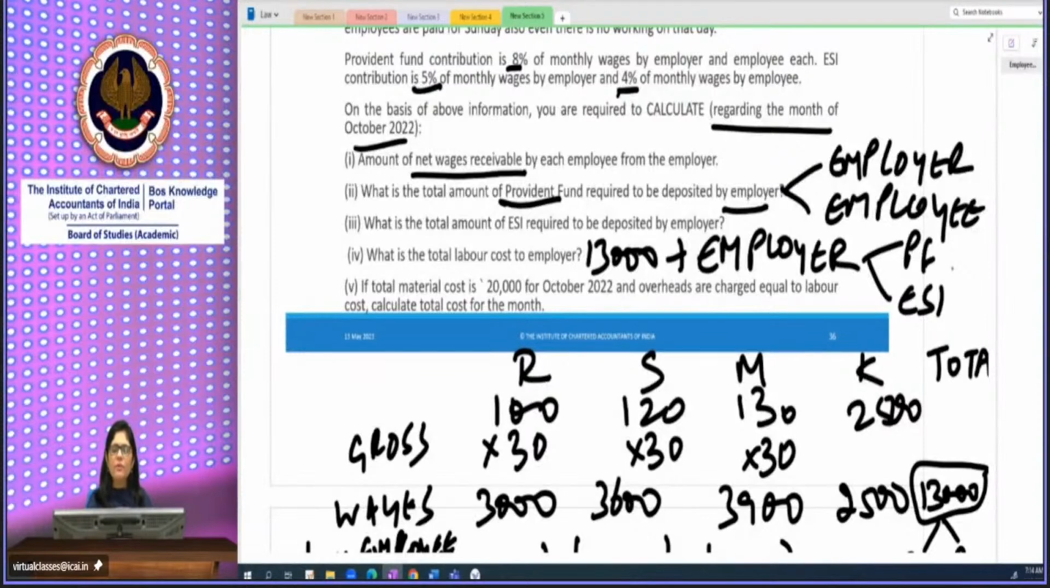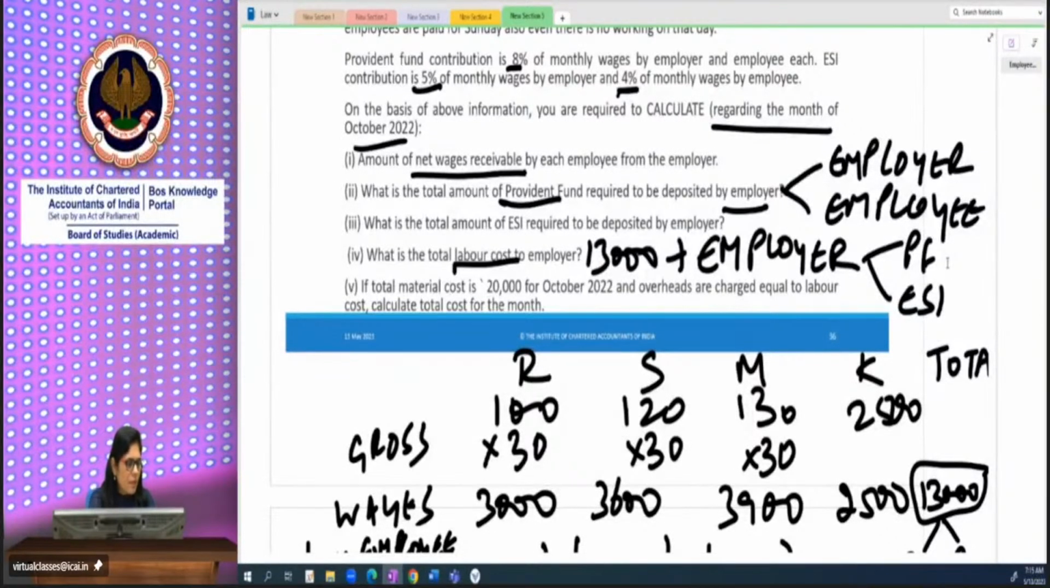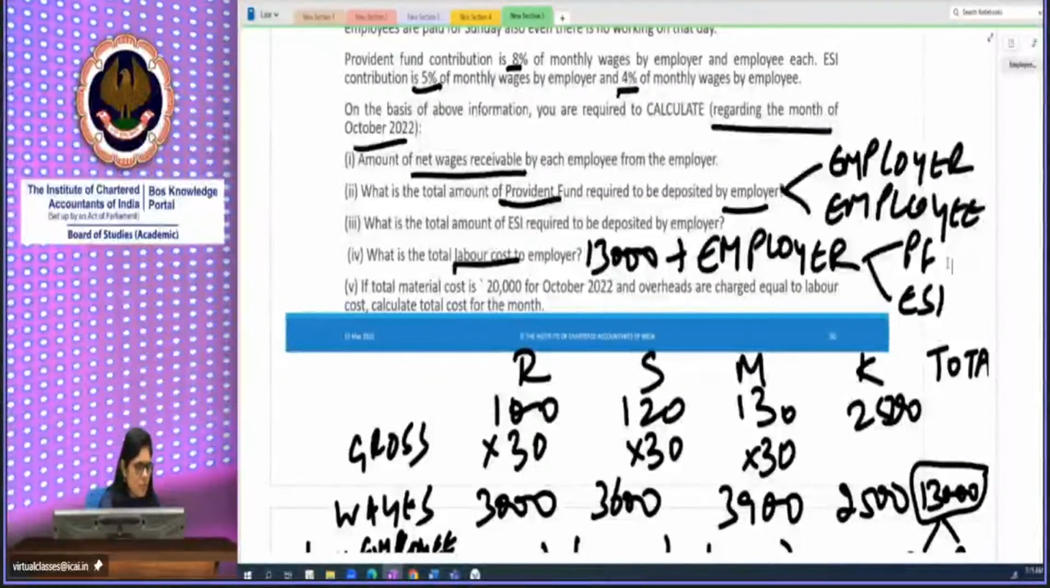So whenever we calculate labor cost or employee cost, that means employee cost to the organization or cost to the company, which we call as CTC, we always add the employer contribution. So gross wages plus employer contribution to PF and ESI, all the three components will be part of total labor cost. Here we don't deduct anything, all right? Whatever employer is bearing the cost, we have to add it. So this is for the labor cost. Can anybody tell me the total labor cost very quickly?